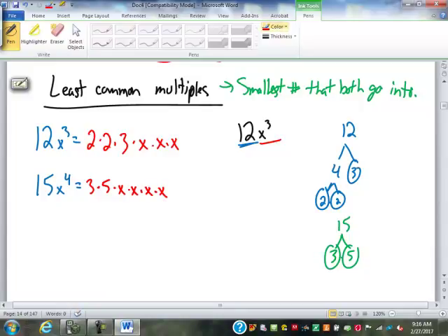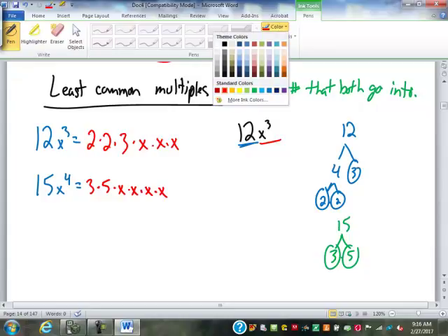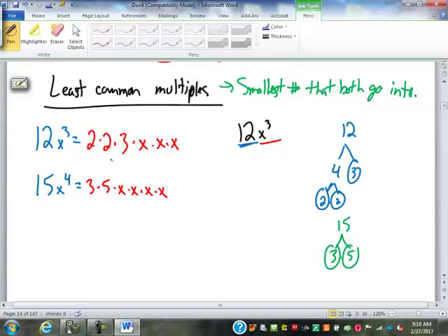Now that we have it factored that way, when we did greatest common factor, of course, we took the ones that were the same. When we're doing least common multiple, we're going the other direction. We're looking at the ones that are different. But sometimes it's easier to pick out the ones that are different if we pick out the ones that are the same first. So I have a 3 in each of them. I have an x in each. I have another x, and I have another x.